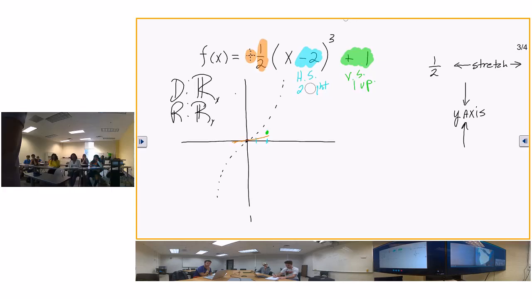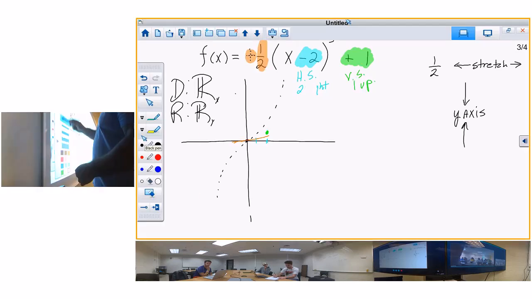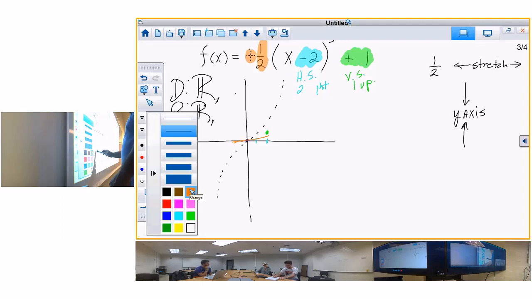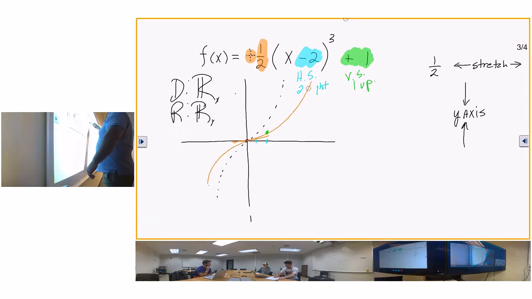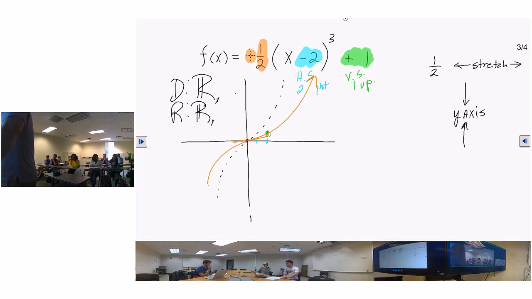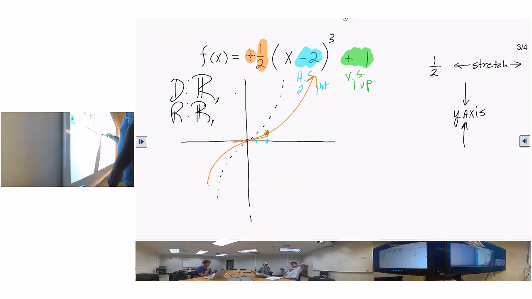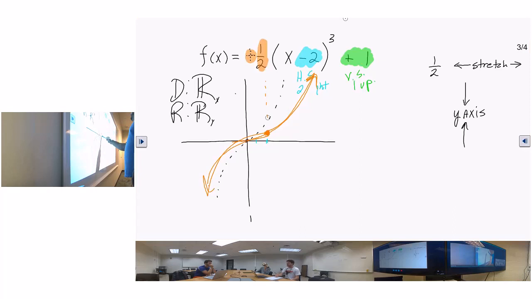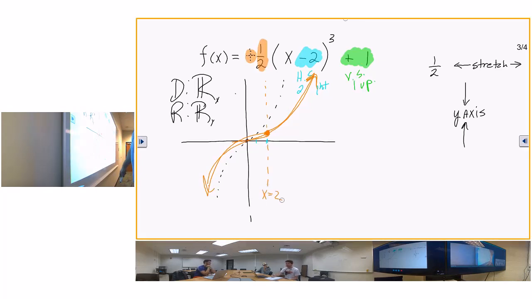Let's go back to the burnt orange. There we go. We're going to need to do something like that. And the origin now is not right here. It's right there. Sorry. So it looks something like that. The line of symmetry is where x is equal to 2. Okay?